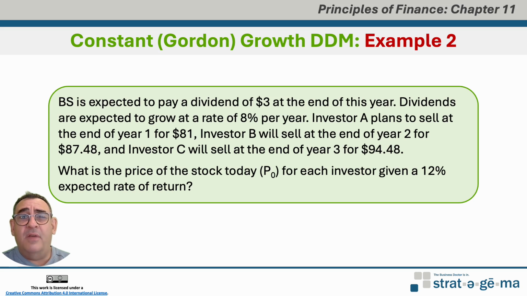Let's look at a second modified example here. So BS is expected to pay a dividend of $3 at the end of this year. The dividends are expected to grow at a rate of 8%, but we have three investors. Investor A plans to sell at the end of year 1 for $81. Investor B will sell at the end of year 2 for $87.48. And investor C will sell at the end of year 3 for $94.48. So three different investors. If we were in the room, I'd pick three of you. And what we want to do is determine what the stock price is today for each investor, given a 12% rate of return.